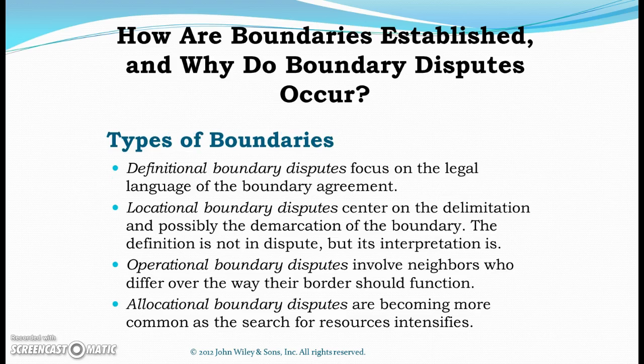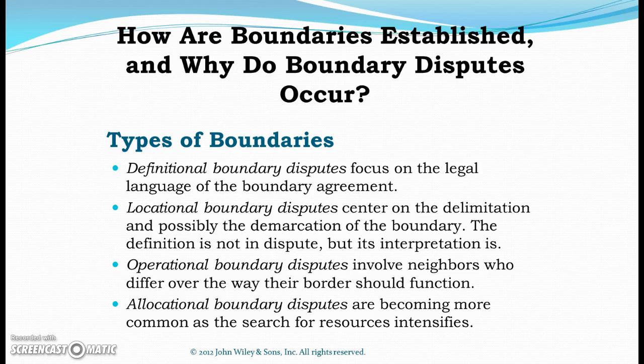So we talk about boundary disputes, and this is our last slide, by the way. There's 4 major kinds of boundary disputes. Definitional boundary disputes focus on the legal language of the boundary agreement. In other words, we don't agree on what it says, or we have different things written down. So what does the legal language actually say? What's the definition of the boundary?